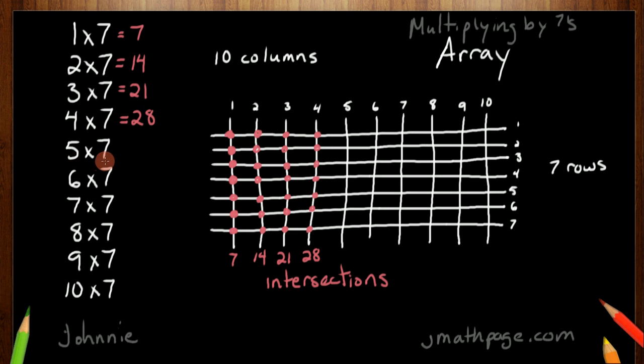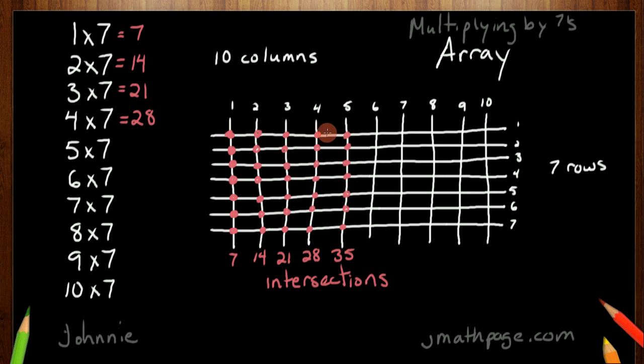What about 5 times 7? 5 columns, 7 rows. Here's our 5th column. Let's add the intersections. Okay, we had 28 before. Let's add on 1, 2, 3, 4, 5, 6, 7. So 28 and 7 more will give us 35. Look at how many we have here.